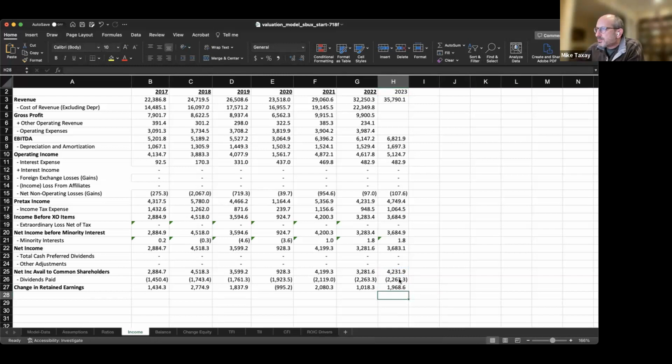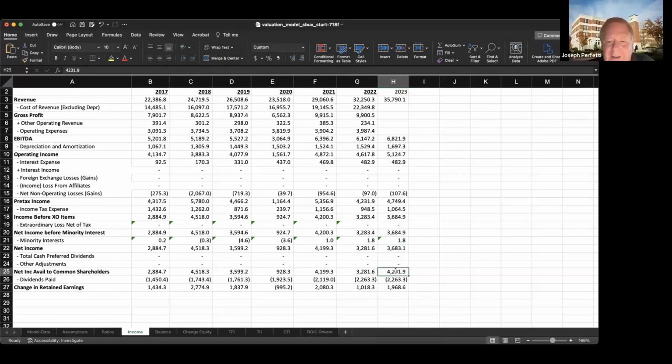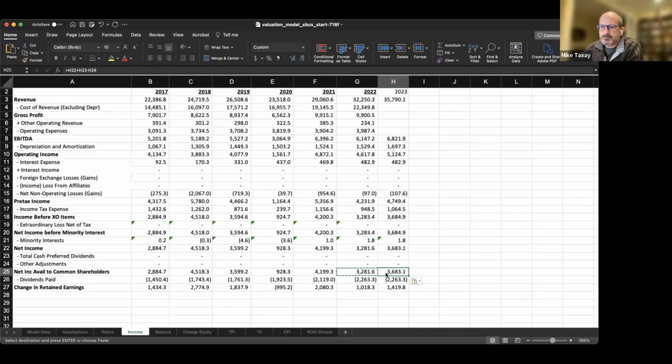Well, my confusion is that in the net income available to common shareholders, I'm getting 3683.1, not 4231.9. Yeah, you should, because I accidentally typed something there. When you copy it over, you should get the same number. You're right. Okay, thank you. 1419.8. Thank you. Yeah, I was loose fingered copying mine.